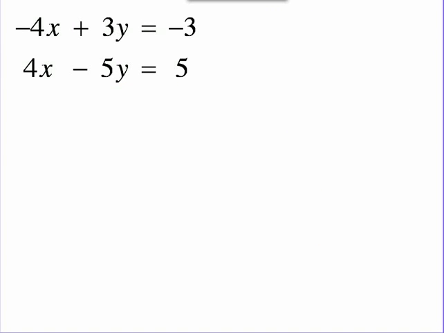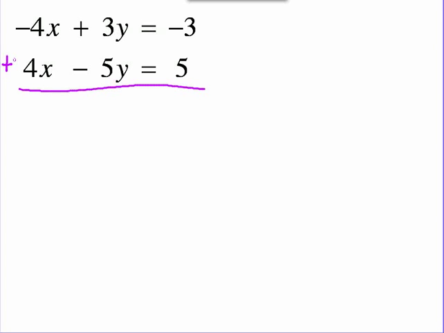Let's look at another one. So negative 4x plus 3y equals negative 3, and 4x minus 5y equals 5. As you're writing it down, you should be making some observations. What do you observe? The x's. So you observe that if you add the 2 equations together, a negative 4 and a positive 4 cancel each other out. So then now I'm going to go ahead and look at the y's.